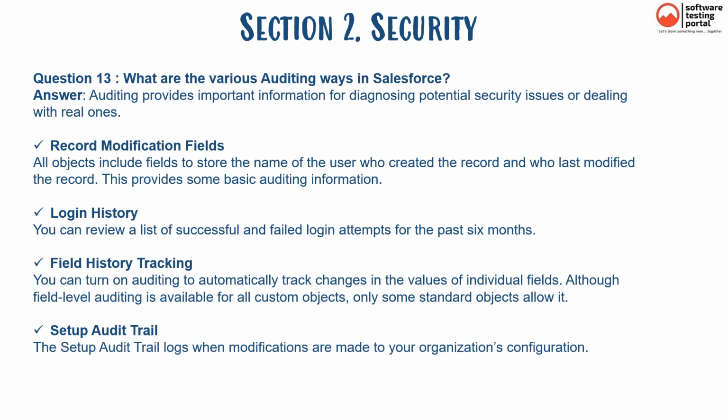Second auditing method is via login history. You can review a list of successful and failed login attempts for the past 6 months. Then we have the field history tracking method. You can turn on auditing to automatically track changes in the values of individual fields. Although field level auditing is available for all custom objects, only some standard objects allow it. Fourth way to perform audit is to set up audit trail. The setup audit trail logs when modifications are made to your organization's configuration.